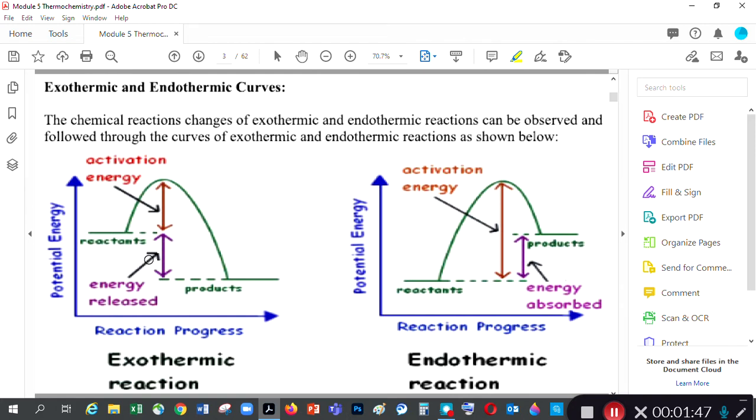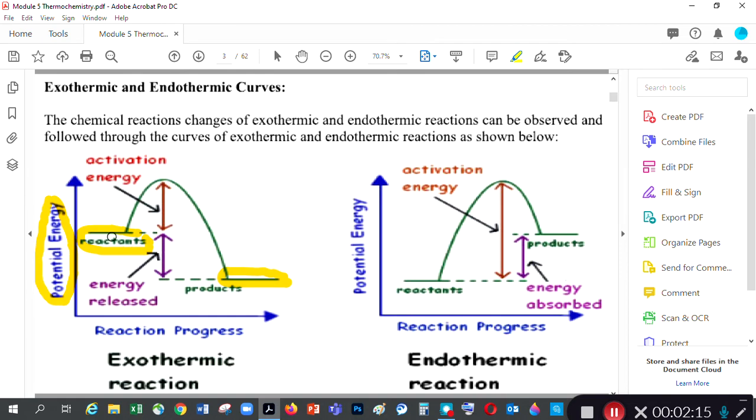First of all, let's look at the reactants and the products in the exothermic reaction. I'm looking at the potential energy here. The reactants in the exothermic reaction have higher potential energy. They are at a very high level. The products are at a very low potential energy.